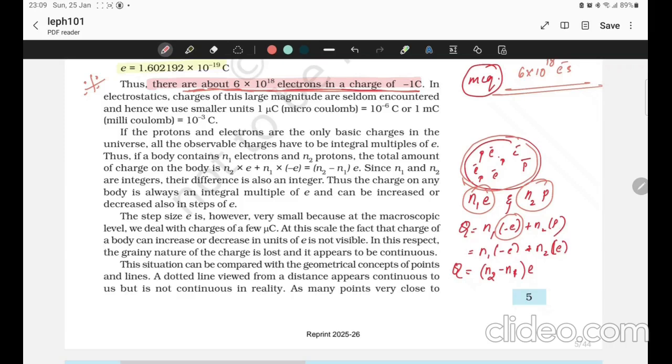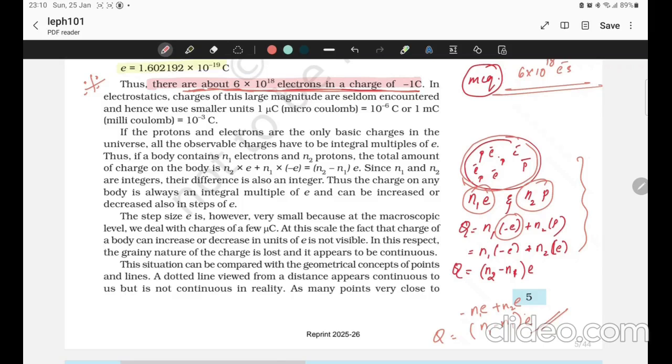Proton also has the electronic charge only, but what is the sign? It is positive. So it will be minus n1e plus n2e. So what will that be? (n2 minus n1) e. So this is the total charge. If a question comes like this, just consider a system with n1 electrons and n2 protons, what will be the total charge? In that case you have to use this kind of equation.